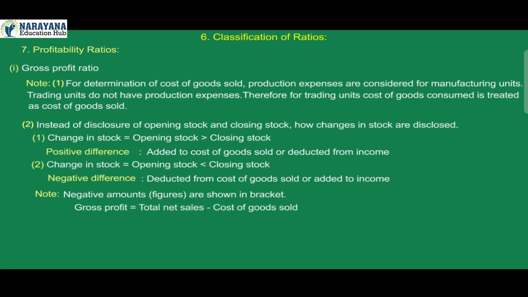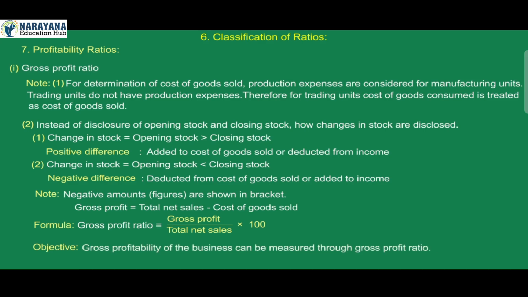Gross profit is equal to total net sales minus cost of goods sold. Formula: Gross profit ratio is equal to gross profit divided by total net sales into 100. Objective: gross profitability of the business can be measured through gross profit ratio. Trend: it is an income-based ratio. Thus, its increasing trend indicates enhancement in profitability.